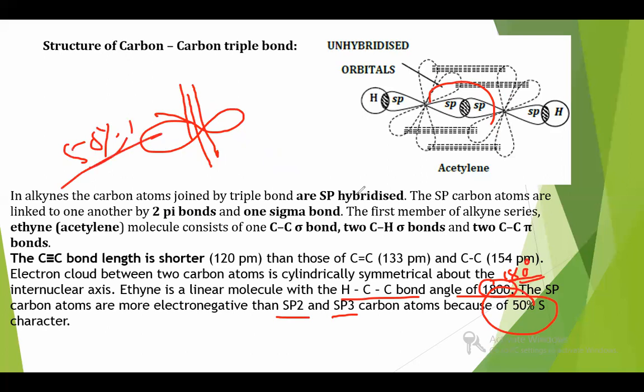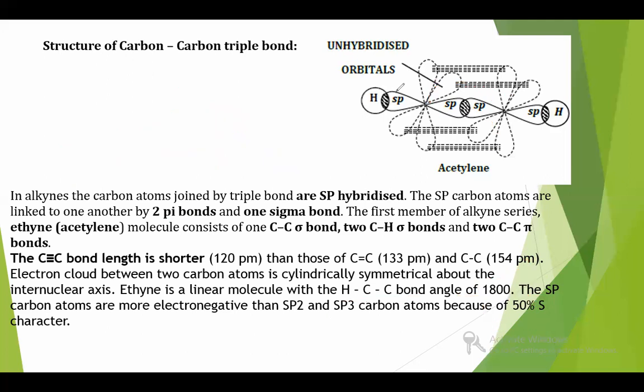Okay, this is the structure of acetylene, or the structure of alkynes. In alkynes there will be a triple bond, sp hybridization, bond angle of 180 degrees, and a linear structure. The carbon carbon triple bond length is 120 picometer compared to carbon carbon single and double bonds. This is the shortest bond length. So this is the structure of the carbon carbon triple bond, especially acetylene.